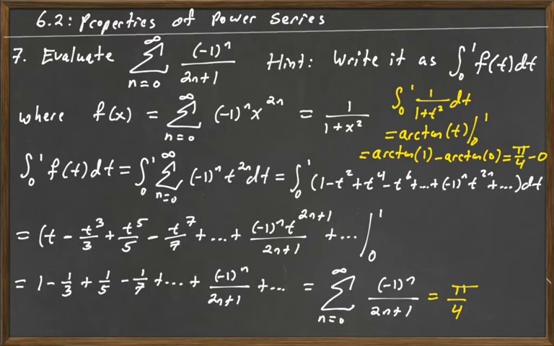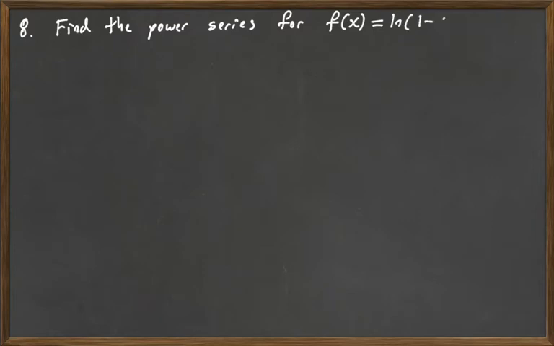Alright, we got 3 more to go, so let's look at another example here. Example number 8. And we're going to find the power series for f of x is equal to the natural log of 1 minus x to the 8th, and this is going to be centered at x equals 0.